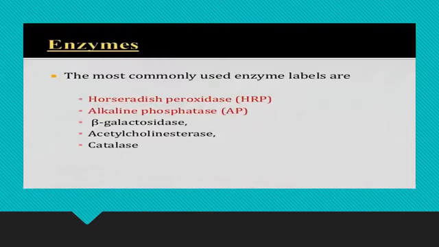The most commonly used enzyme labels are horseradish peroxidase (HRP) and alkaline phosphatase. These are the most common types used as enzyme labels on antibodies. When we add substrate, they will develop a color if there is a binding with an antigen. There are also other types which are less commonly used.